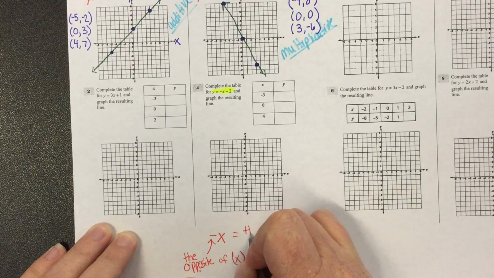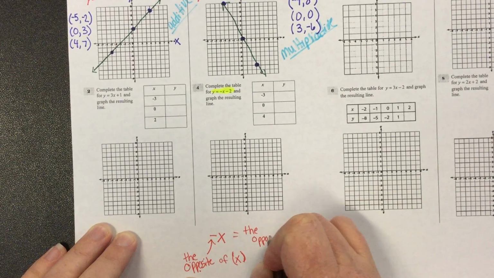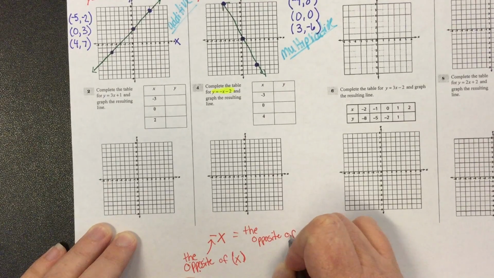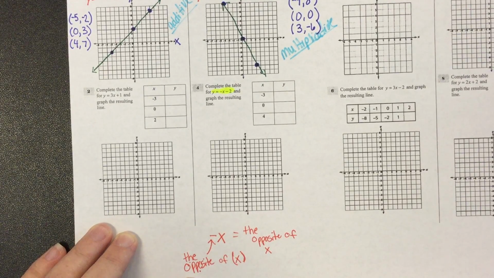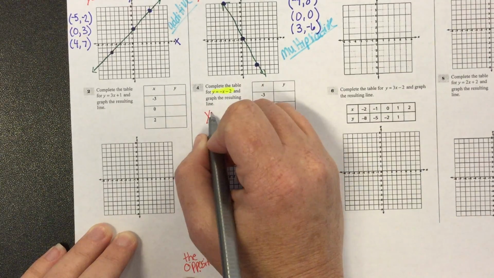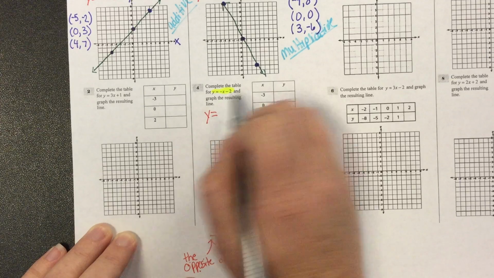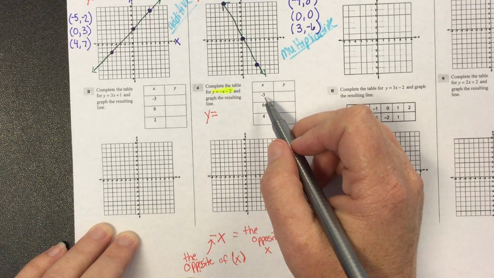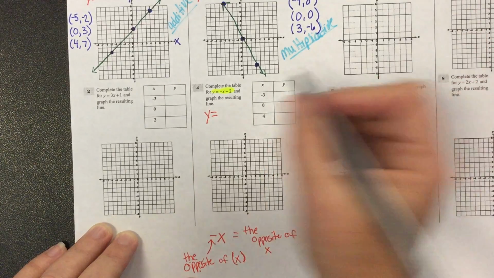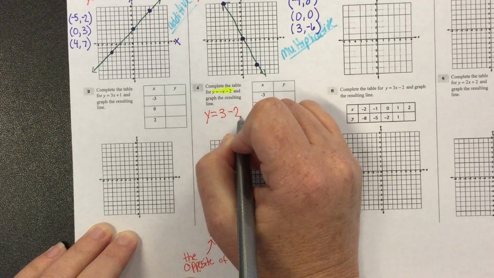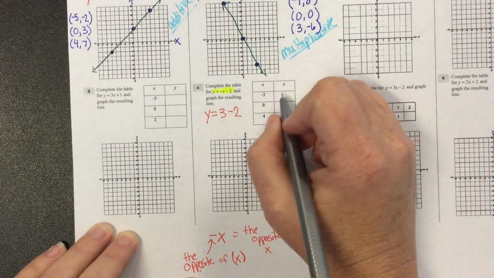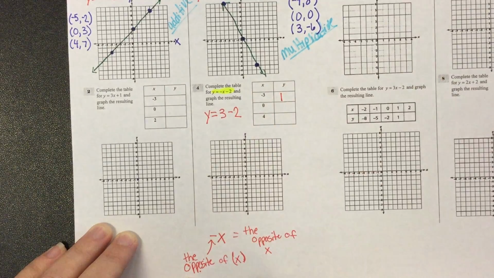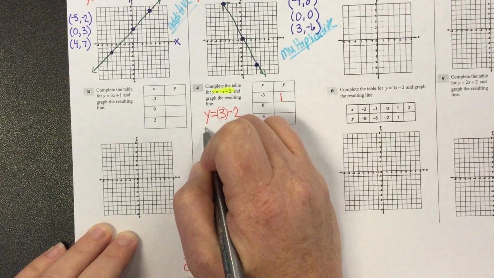The opposite of x. So when I come up here to put it into my equation, y equals the opposite of x. What is x? So what is the opposite of negative 3? JC? Positive 3 minus 2. What is 3 minus 2? Everybody. 1. All right. Next one.